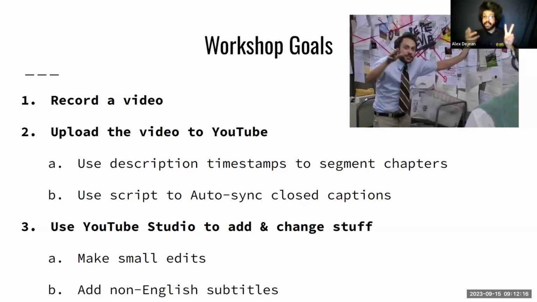As long as you're presenting from a script and you paste that, you can create pretty much accurate closed captions pretty much immediately. It takes a few minutes, but it still works. And then the third thing you're going to be able to do is use YouTube Studio to add and change things. In particular, I'm going to teach all of you how to use the very, very basic editor aspect of YouTube Studio, and then how to add non-English subtitles.